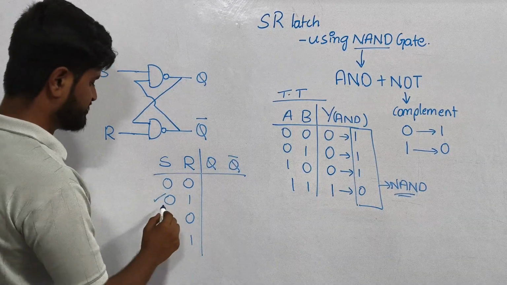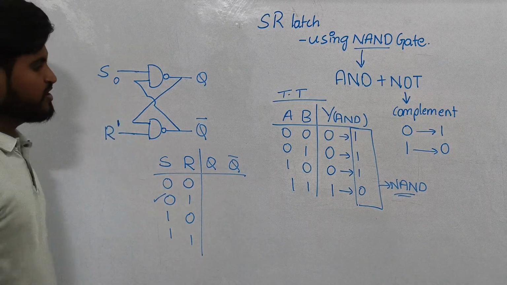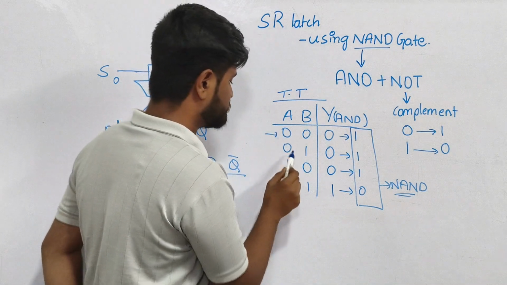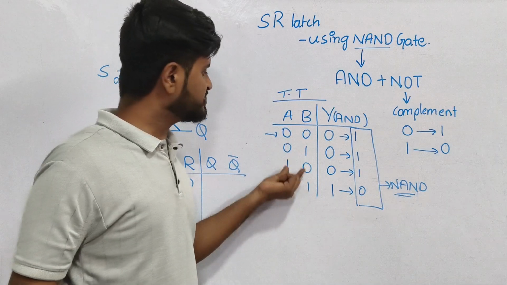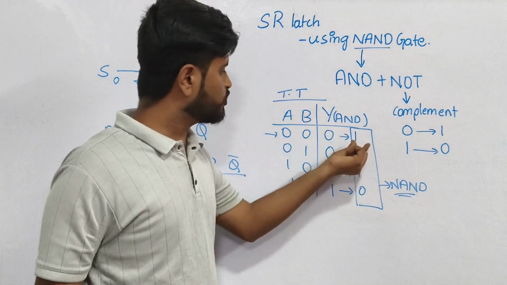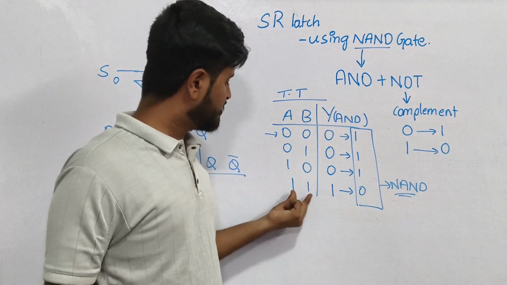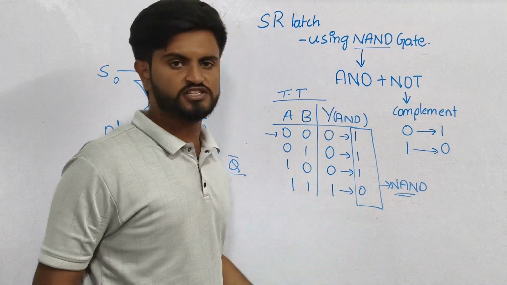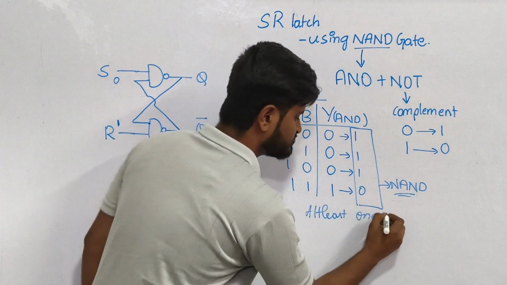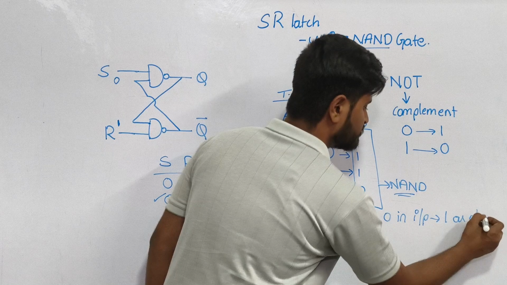Now let's take this condition, 0 and 1, when S value is equal to 0 and R value is equal to 1. If you see the NAND gate truth table, when there is at least one 0 in my inputs, my output will be 1. Here at least one 0 is there, output is 1. Here no zeros are there, so output is 0. So you can conclude that at least one 0 on the input side gives 1 as output.